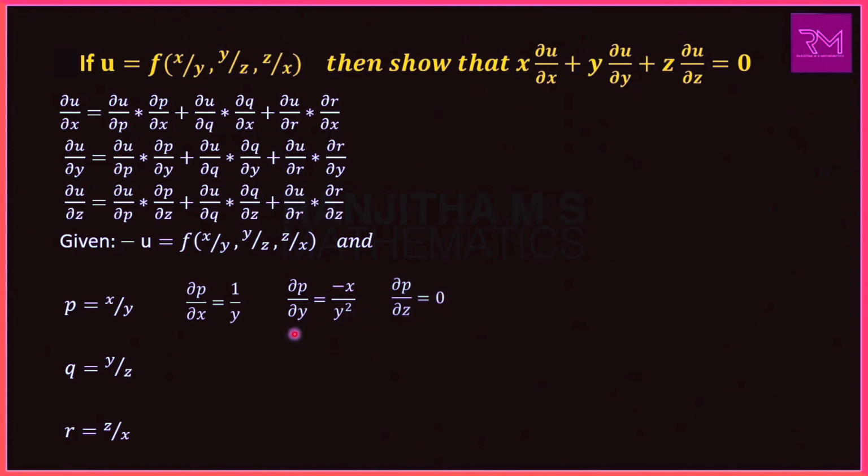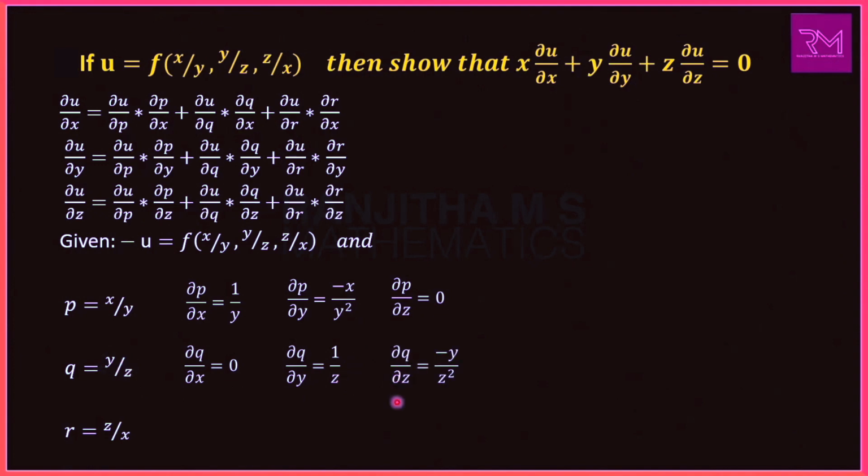Similarly del p by del z is, here no z value, hence we get del p by del z value is 0. Similarly del q by del x is, here no x value, so we get del q by del x value is 0. Here del q by del y value is, here 1 by z is constant, take as it is, into differentiation of y is 1, hence we get 1 by z.